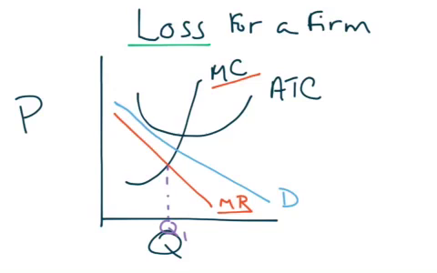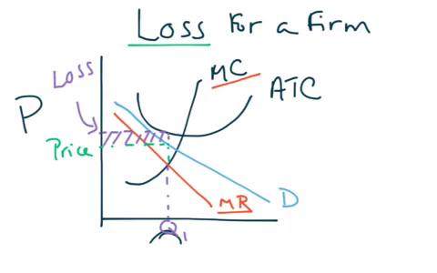However, to figure out the price, I'm going to use the same rule that I used before, which means I'm going to go up to the demand curve, and that's going to tell me the price that the market will support through its demand curve. But what we're seeing here with the loss is that at this quantity, the average total cost lies above the demand curve. So what we're seeing in the purple box is the loss at this amount.